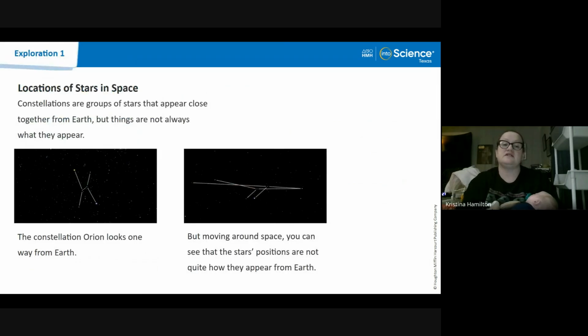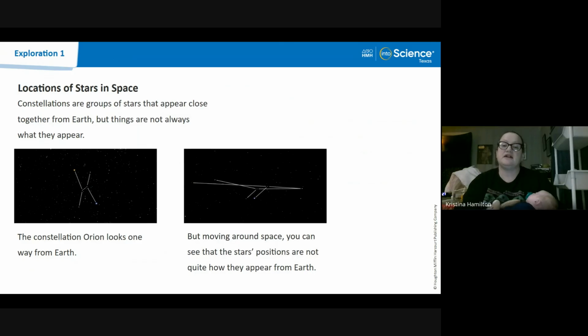So locations of stars in space. Constellations are groups of stars, and this all came from mythology, starting back with those ancient Romans and ancient Greeks. We were talking about them with Newton's law. Excuse me. So we have our constellations, and they all typically have a Roman or a Greek name. But we do this so that we can try to make more common sense of it.